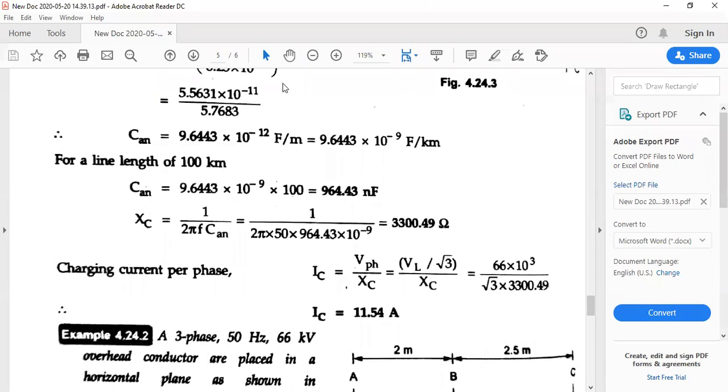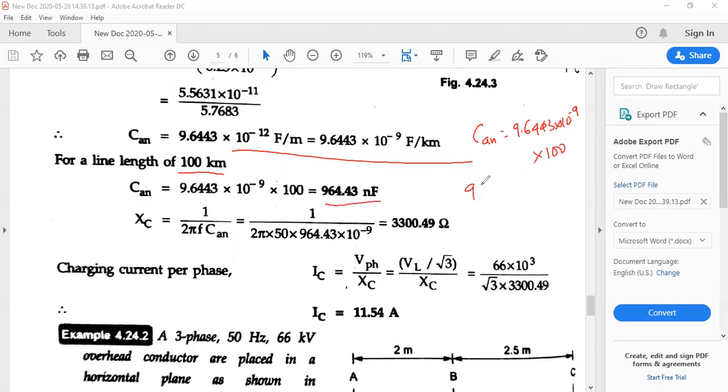And at the end, you will be able to find out what it is for a line length of 100 kilometer transmission line. So CAN is to be found out, which is 9.6443 into 10 power minus 9. Multiplying it by 100, you will be getting in terms of nanofarad. So 964.43 nanofarad is the capacitance to phase to neutral, and at the same time, you will be able to get what is the capacitive reactance per phase, and at the end, you can find out what it is for 100 kilometer transmission line length.